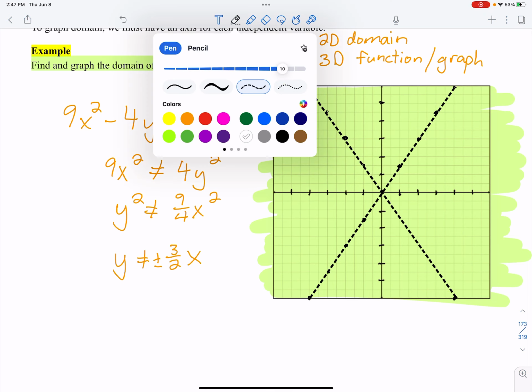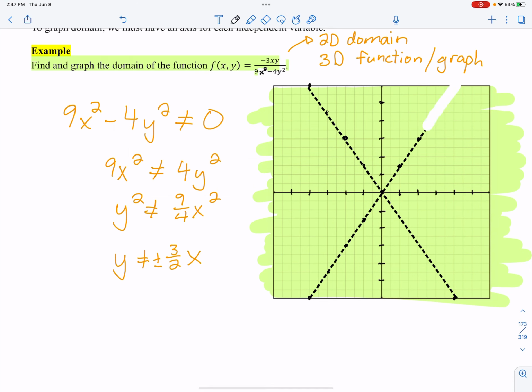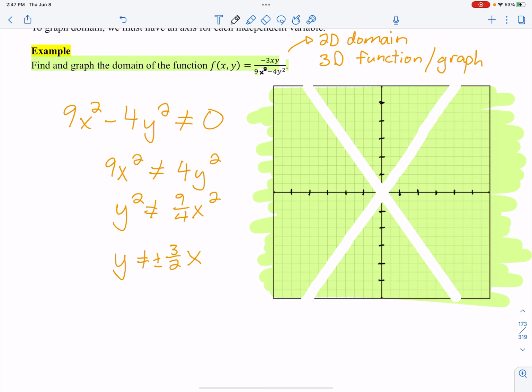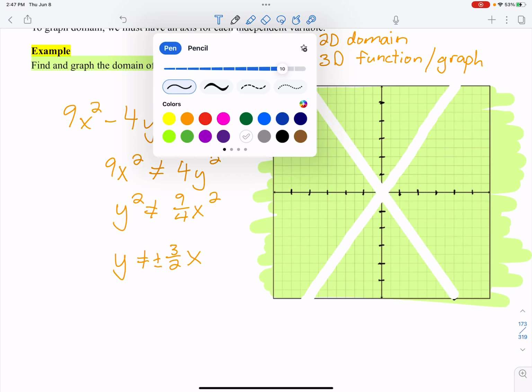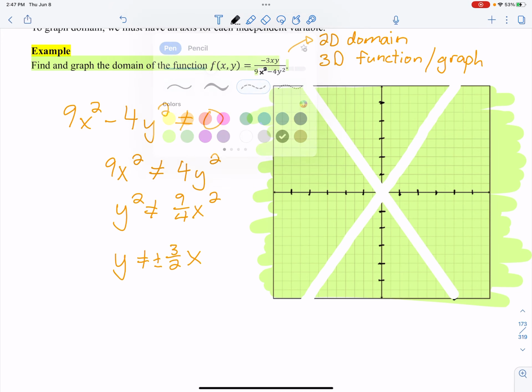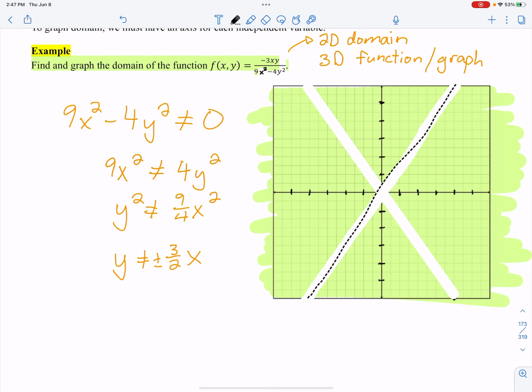Let's go ahead and change it back. Can't be that line. Can't be that line. Right, and then we could just put our dotted lines back on there if we want. Right, can't be that one. Can't be that one. So literally any point on that graph is part of my domain except for any point that lies on that dotted line. So we have graphed all of the domain.